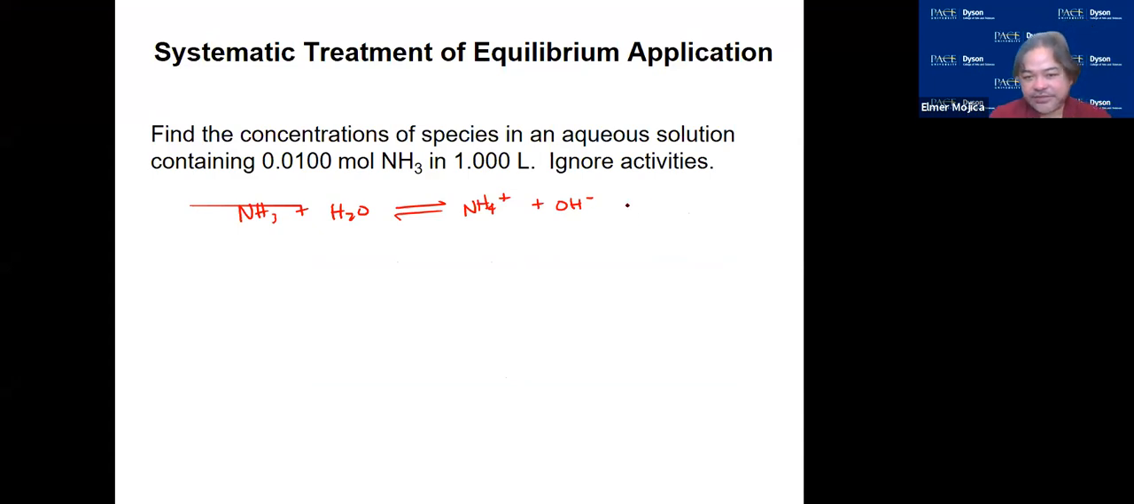So what is this? What's this K equal to? Anyone? What K do you get from this reaction? This is Gen Chem. So NH3 reacting with water to give you NH4 plus and OH minus. What do you get there? What K is that?